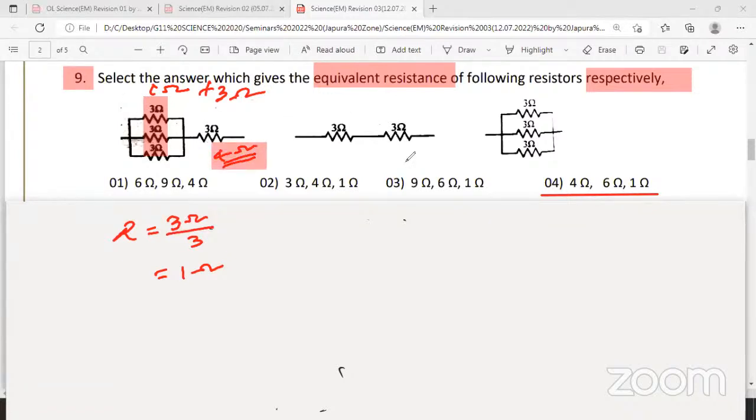Second circuit is very easy. 3 plus 3, 6 ohms. Because it's in series connection, 3 plus 3, 6 ohms.